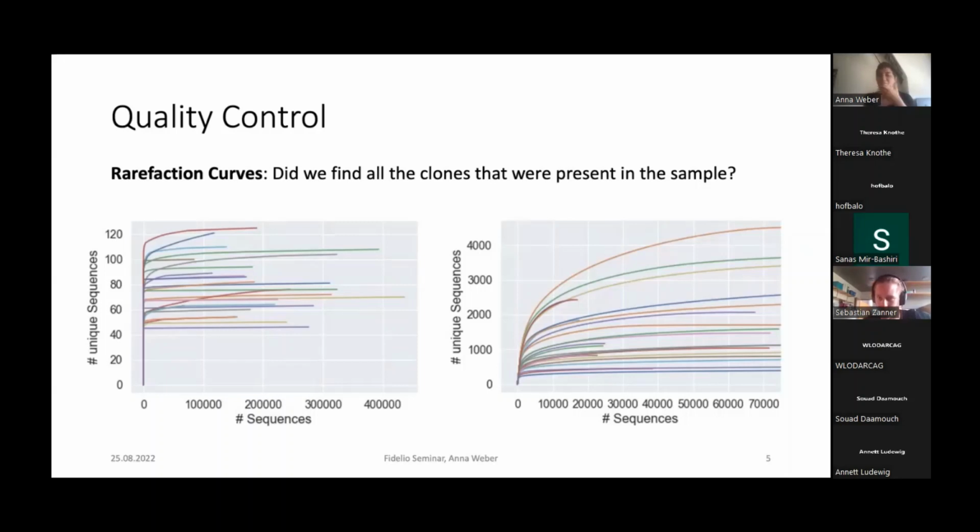So you see on the x-axis the number of new sequences you find, but the line ends when the number of reads stops. Exactly. You also see that we don't have the same number of reads for every sample, right? There can be huge differences there as well. Exactly. Good. Thank you for the question.